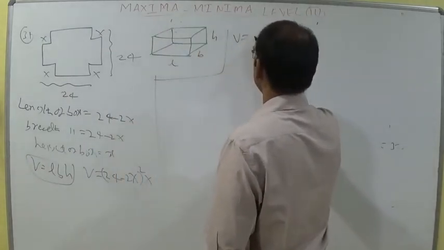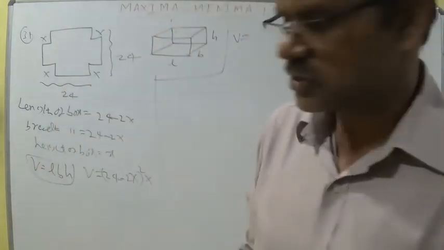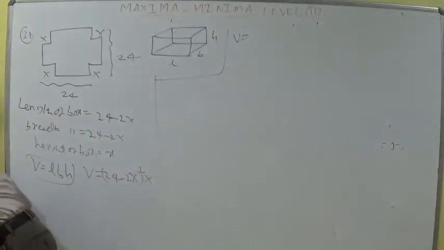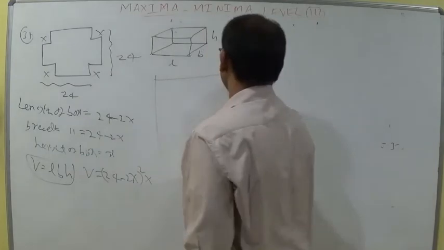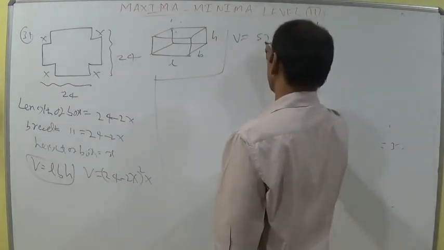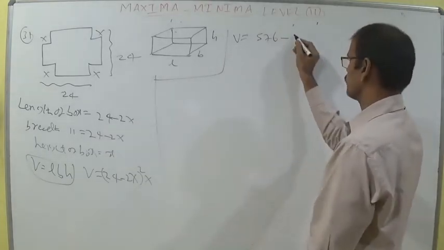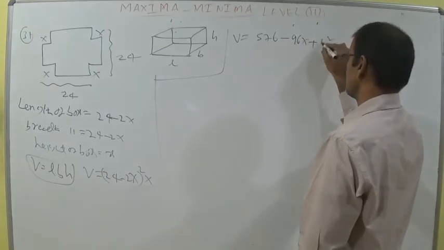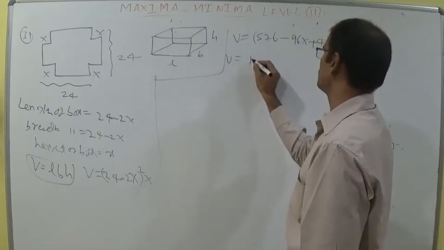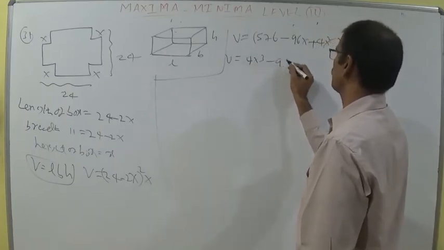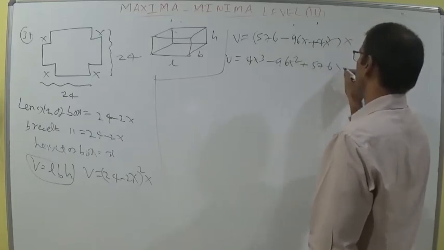Let us write here V is equal to x into (24 minus 2x) whole square. So 24 minus 2x whole square I am writing as the (a minus b) whole square formula. 24 whole square is 576, minus 2 into 24 into 2x, that is 96x, plus 4x square, into x. V is equal to, again you multiply and write in proper way. So 4x cube minus 96x square plus 576x.